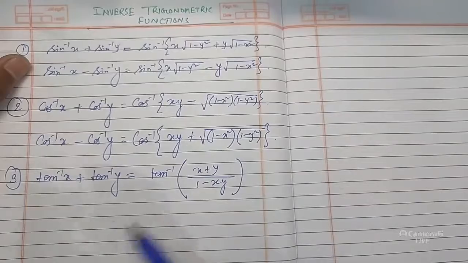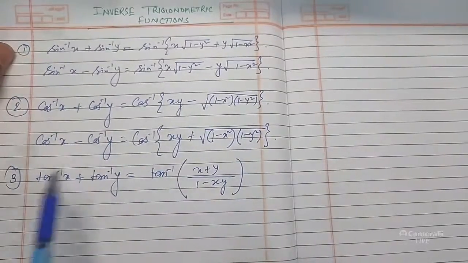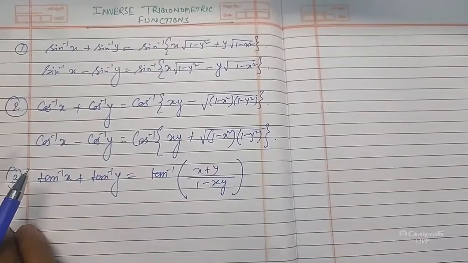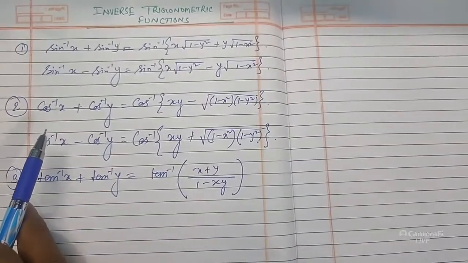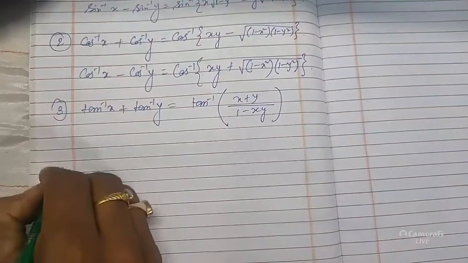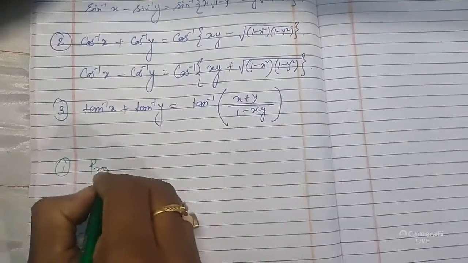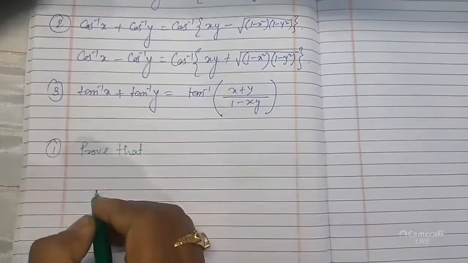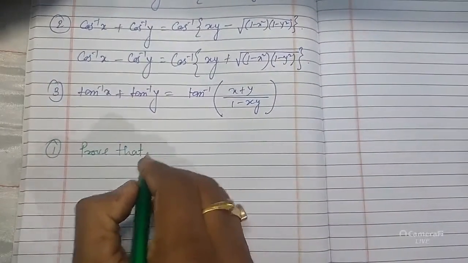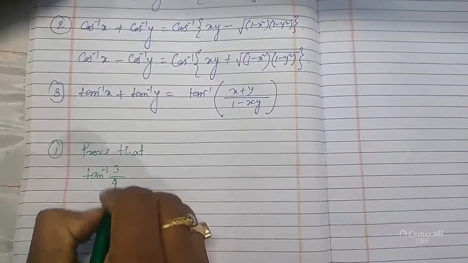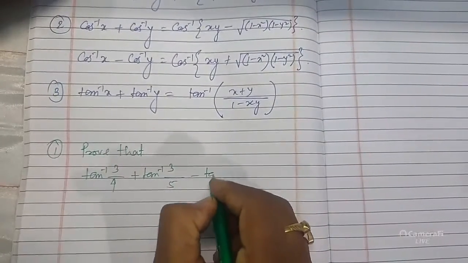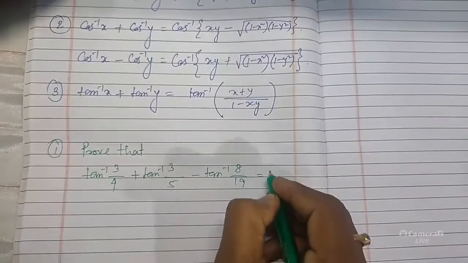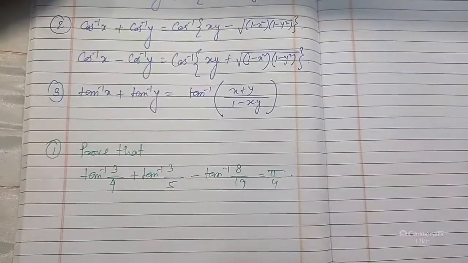So today we will learn all the problems related to these formulas, how to solve the questions if they are given in this form: sin inverse x, cos inverse x or tan inverse x. Here the first question is given: prove that tan inverse 3 by 4 plus tan inverse 3 by 5 minus tan inverse 8 by 19 is equal to pi by 4. How to prove it?